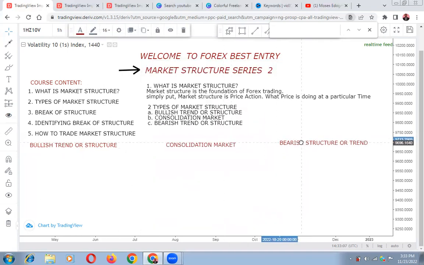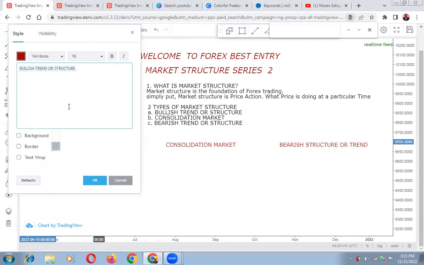These are just the three types I want to talk about today. These are the types of market structure that we have: the bullish trend, consolidation market, and the bearish trend or bearish structure. Now, what is the bullish structure? This is simply when price is making a series of higher highs. That is bullish structure.